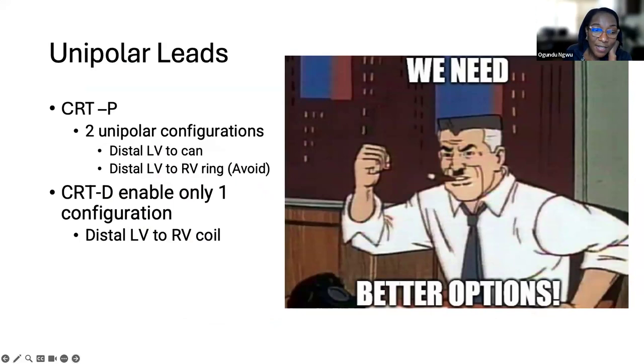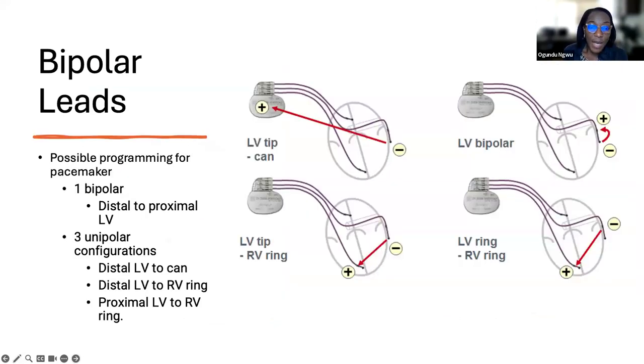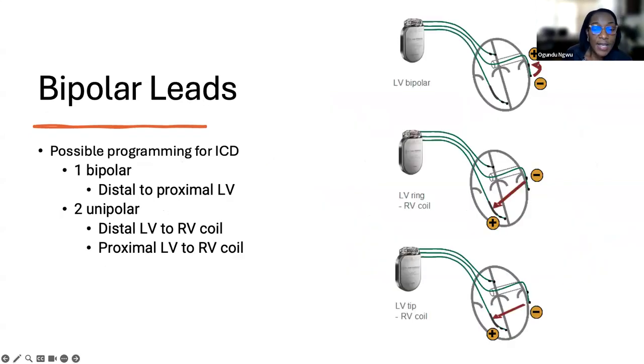So in the CRT device, if it's a unipolar, it's also very limited. So we rarely use unipolar leads these days. I don't think we have any that we still use. The bipolar lead option gives you multiple options. You can pace from the tip of the LV to the can. You can pace bipolar from the tip to another pole. You can pace from the LV ring to the RV ring. And you can pace from the tip to the RV ring, although that can give you anodal capture. So again, having multiple pacing options really has been a game changer to a CRT implant. Again, these are options of bipolar pacing when you have an ICD.